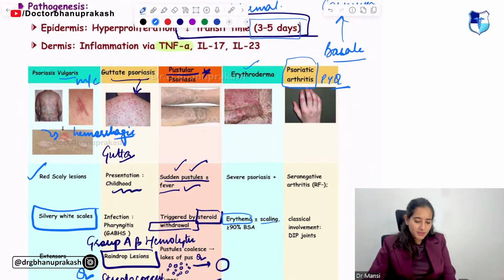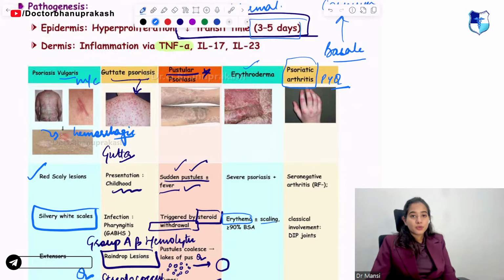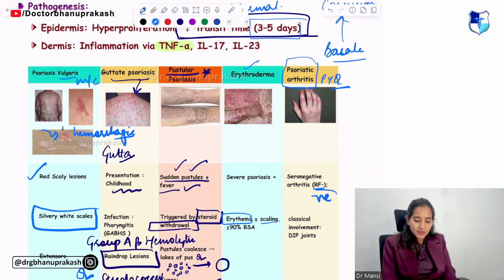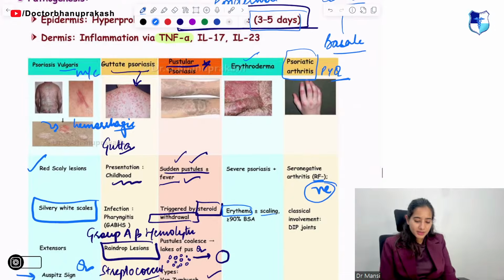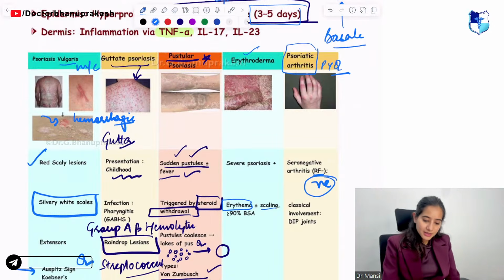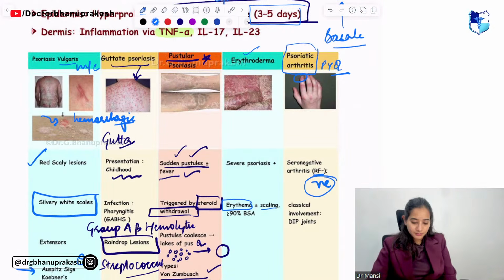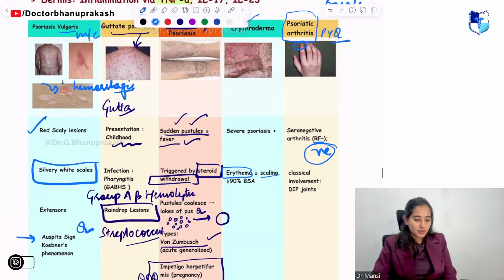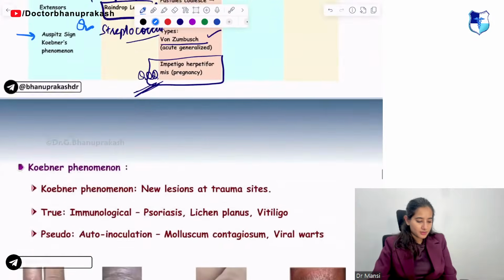So this is also a PYQ. This is the seronegative form of arthritis. If you check for rheumatoid factor, that will be negative. That is why we call it seronegative arthritis. And classically, distal interphalangeal joints are involved. So that is enough for your psoriasis.